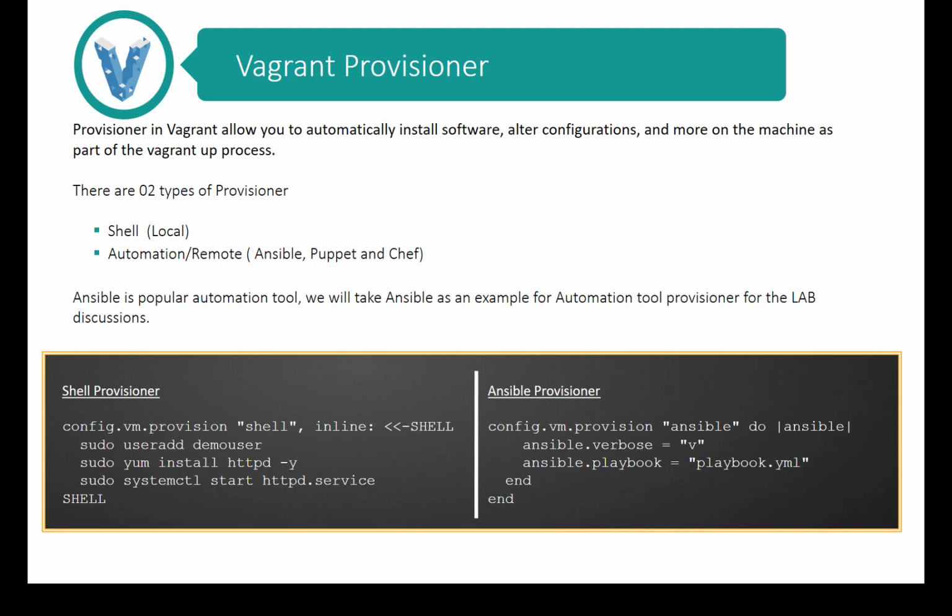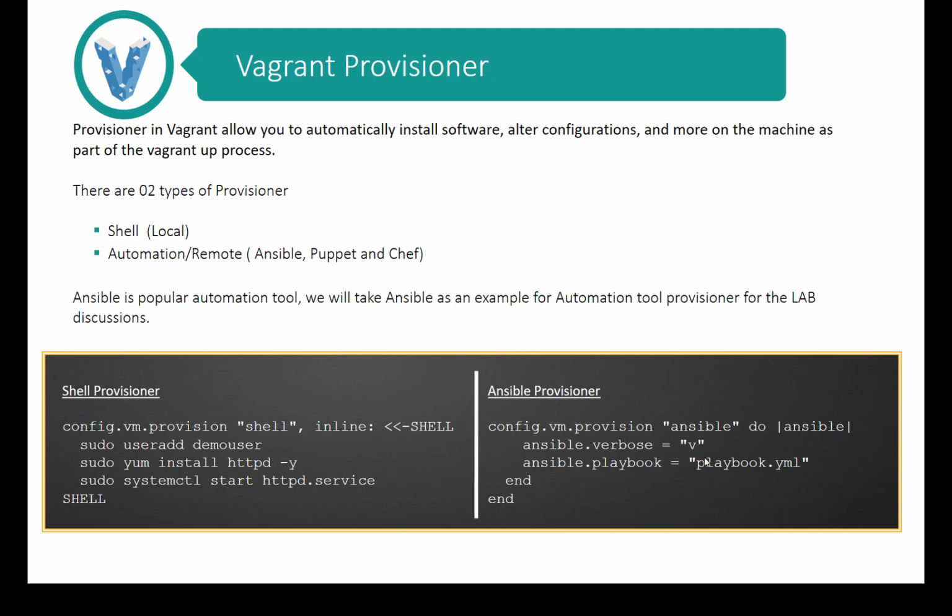You can see on your screen an example of shell provisioner where you can put your commands. You have to define shell provisioner, vm.provision shell. For Ansible, that is going to be ansible. With shell, you specify inline commands. You can see here how I specified, like useradd. With sudo, I'm specifying because in case that command requires root privilege, so sudo is going to do that trick. Install httpd, then start httpd.service.